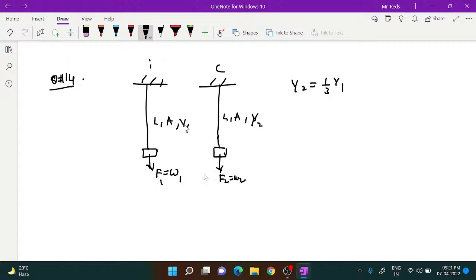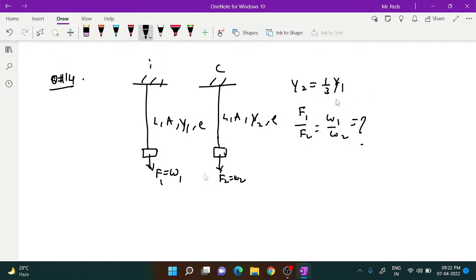One is iron, one is copper, and even though y1 and y2 are different, both will give the same elongation. That means their ends are at the same level, so the elongation in both wires is the same. E1 equal to E2 equal to E, let us say. Then how to find the ratio of weights? What is F1 by F2, or W1 by W2? That is the question, right?